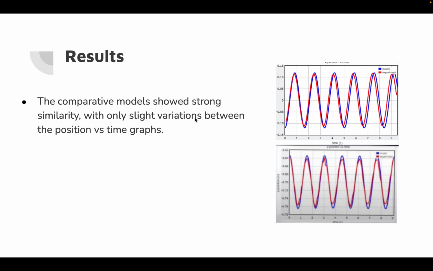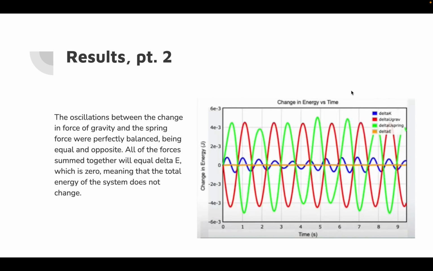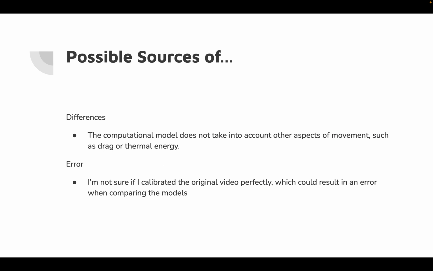And going more into the results, the comparative model showed strong similarity with only slight variations between the position versus time graphs. And in the change in energy versus time, the oscillations do a really good job at canceling each other out in terms of delta U grav and delta U spring. And as you can see, delta K oscillates along with the peaks of them. And so all of these are going to sum up to delta E, which is 0.